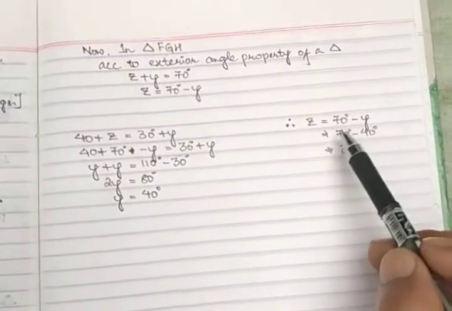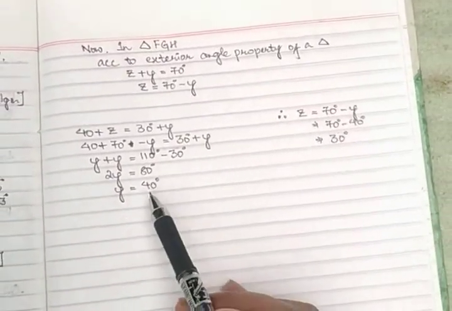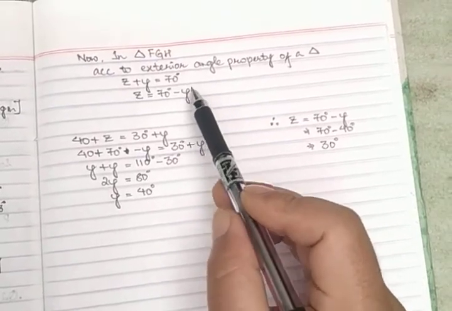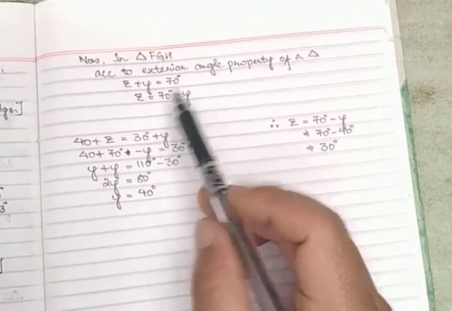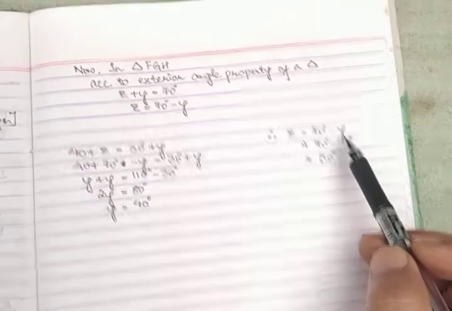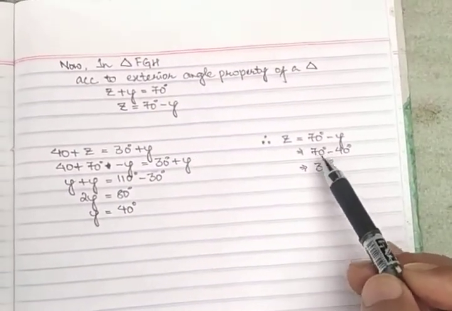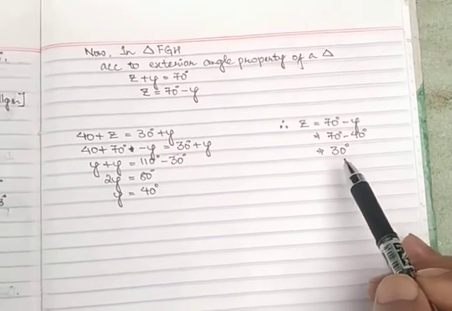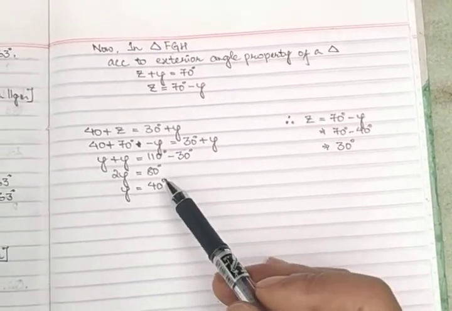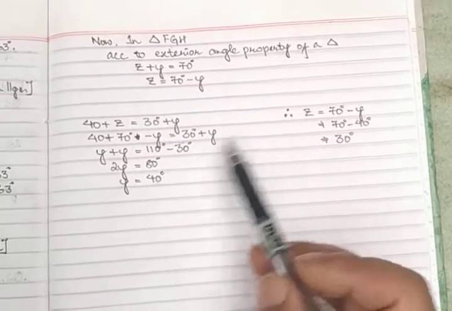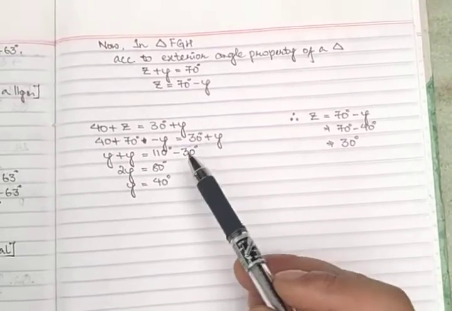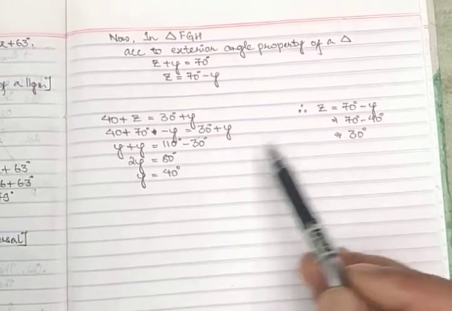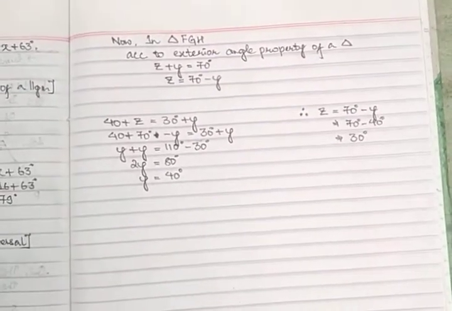Remember, I got the value of Y as 40. Now again, what you can do is simply substitute the value of Y out here in order to get the value of Z, because we know Z was equal to 70 minus Y, isn't it? So that is what I have done here. See, 70 minus 40 equals 30 degrees. Now finally we got the values of all the unknown angles. X we already had in the earlier steps, isn't it? And for Y we got 40, and for Z we got 30.